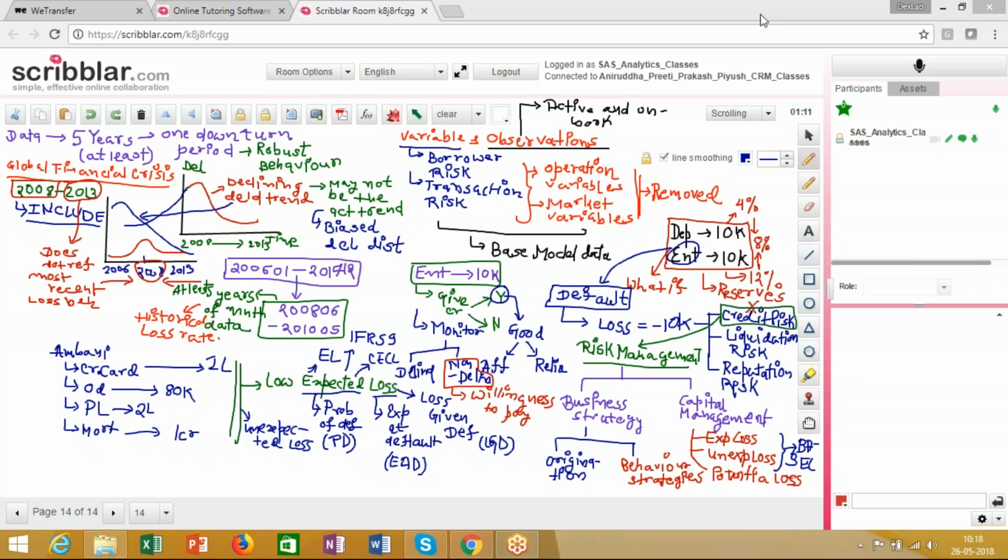So let's start talking about the probability of default model. Remember one thing: whatever models we are talking about over here, we are focusing solely on credit risk, the risk that arises from credit lending. The next thing that we'll talk about is the following.